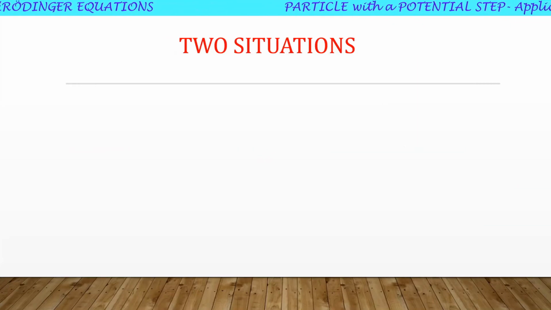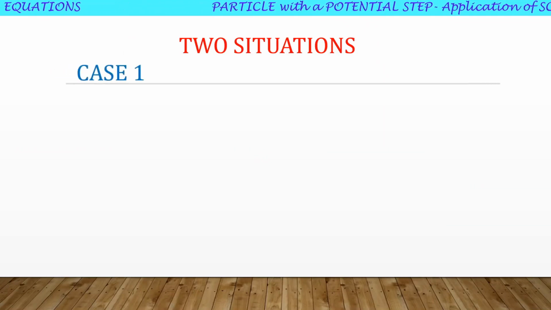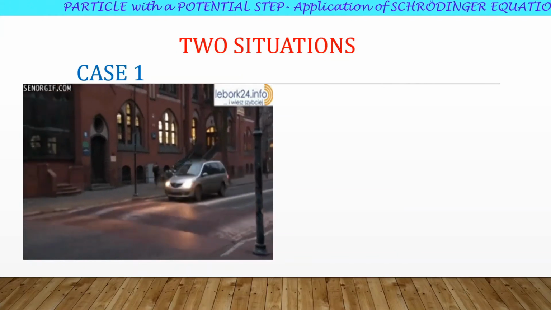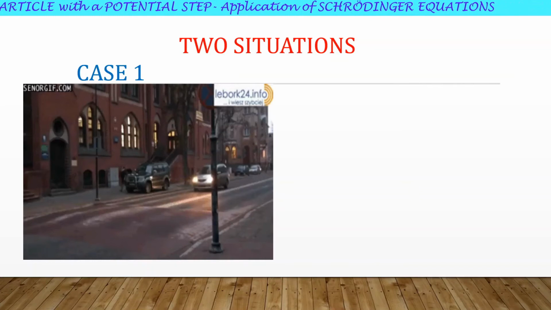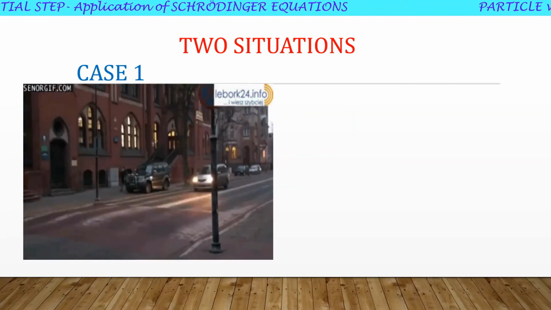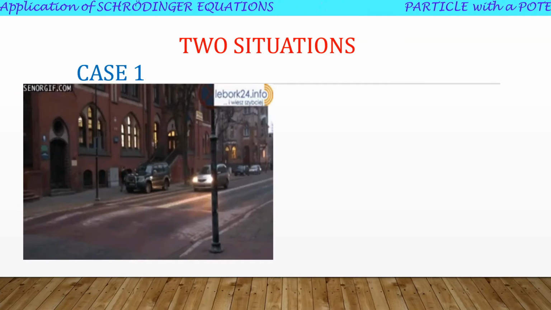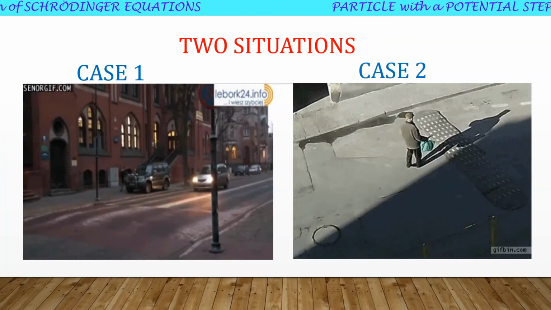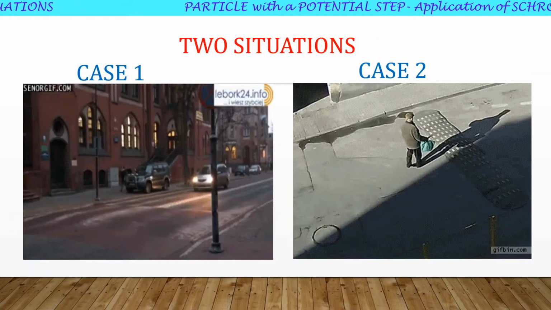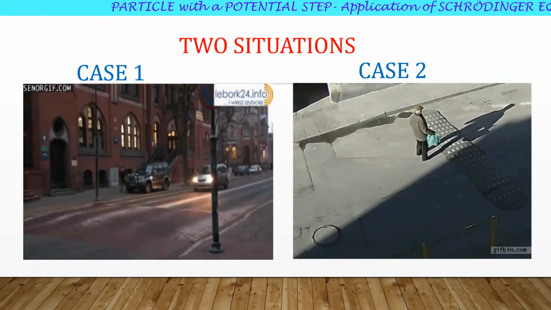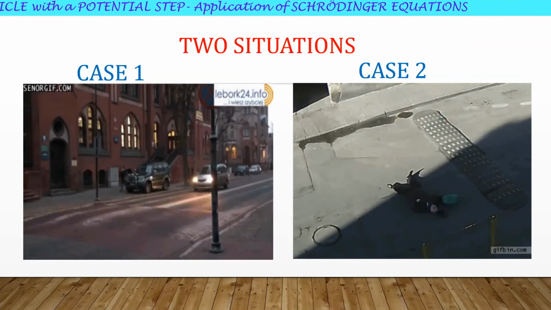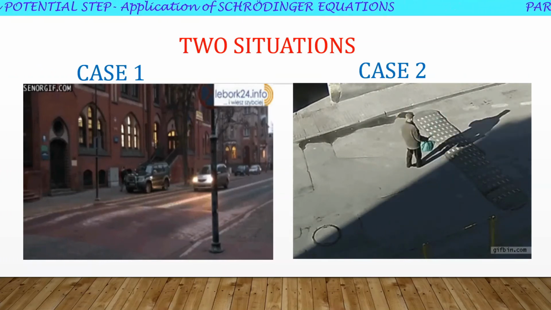So students, we see two situations here. The first situation is that the particle in region A has sufficient energy to cross the potential hill, just like the vehicle which has enough speed and easily crosses the road bump. The second situation is that the particle doesn't possess the sufficient amount of energy required to cross the potential step, just like the old man who is unable to cross over the road barrier and is back in region A.